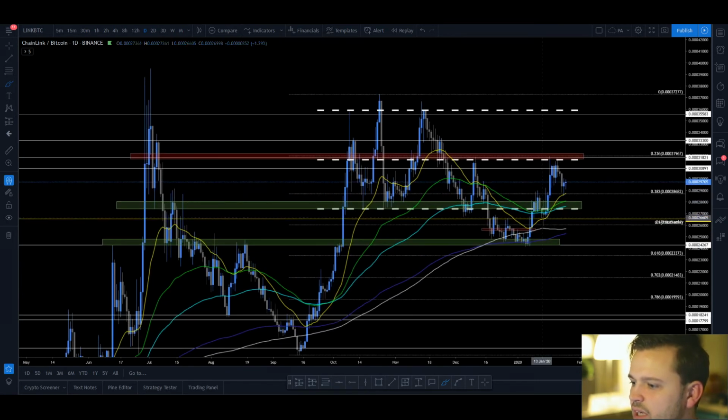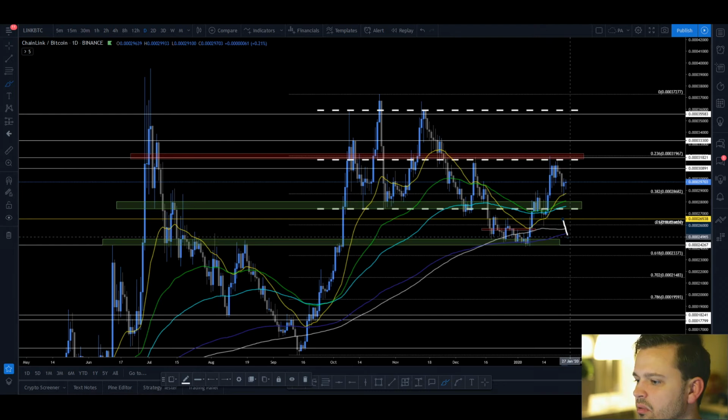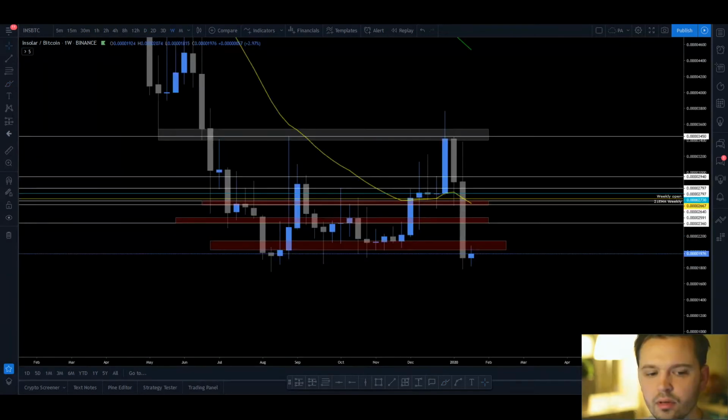And also notice how we got this white 200 simple confluent with the purple 200 EMA, creating some nice confluence down in this area. So if we come down and actually test the 21 EMA on the weekly right here, I would not be surprised to see a wick down into this area here, or quite possibly a wick down into the support here. But yeah, I'm not going to buy the first retest here. I'd like to buy a confirmed bounce and reclaim of the level above.